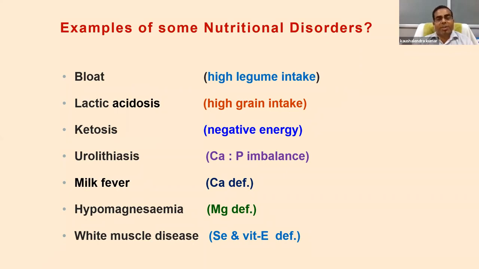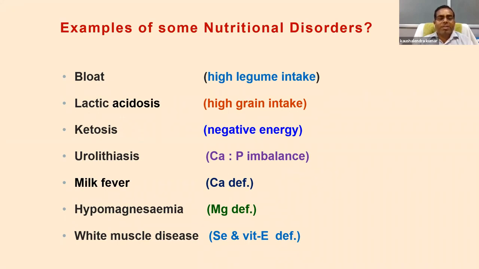So bloat is a major nutritional disorder, and lactic acidosis is also one of the major disorders, and it will happen due to high intake of grains or concentrate mixture. So we should take care about that, and when we suggest to the farmer, feed or offer concentrate mixture in a known quantity only, not ad libitum quantity. Otherwise, there may be a chance of development of acidosis.